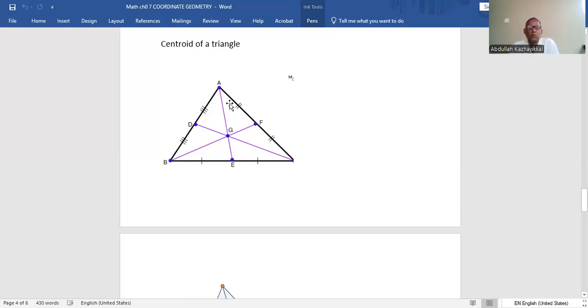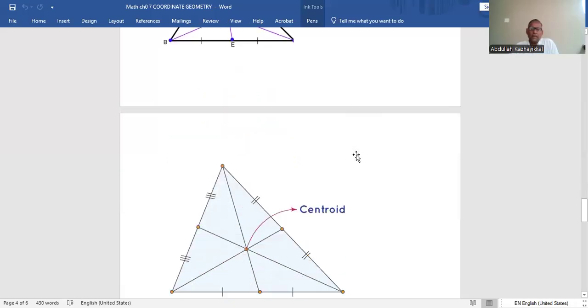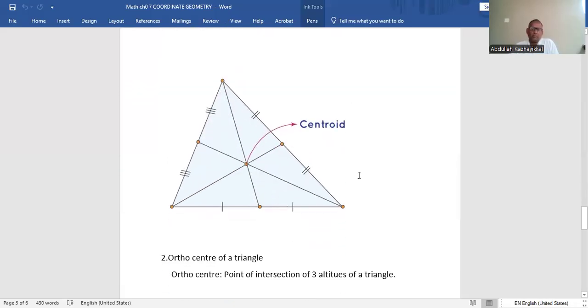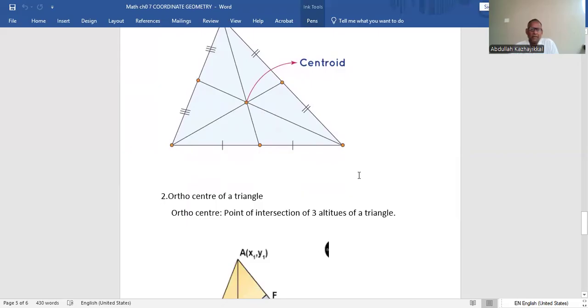AG to GE is 2:1. If AG is 2 centimeter, GE is 1 centimeter. If AG is 4 centimeter, GE is 2 centimeter. Everything like that. BG to GF is 2:1. BG is the long part, from the vertex to the centroid. I think it is clear. Same figure, centroid: the point of intersection of the medians. Three medians are there for a triangle.